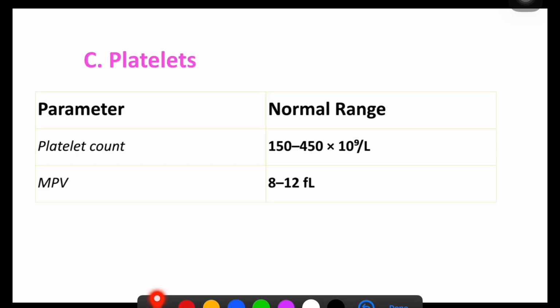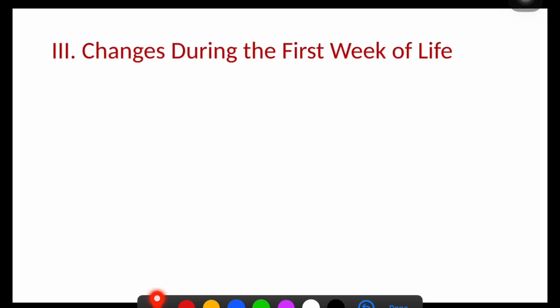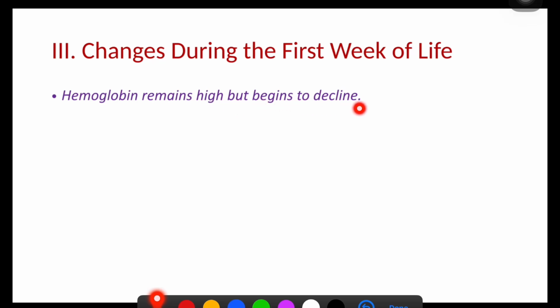Now, platelets. So, the platelet normal range for a term neonate is 150 to 450 into 10 raised to 9 per liter and MPV is 8 to 12 femtoliter. Now, what are the changes during the first week of life? So, hemoglobin remains high but begins to decline.